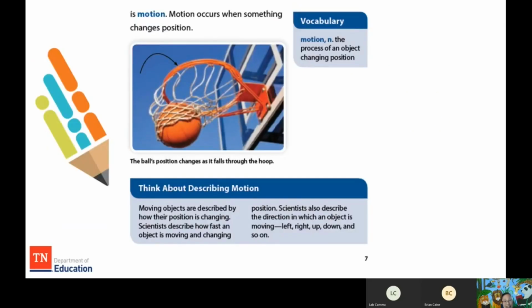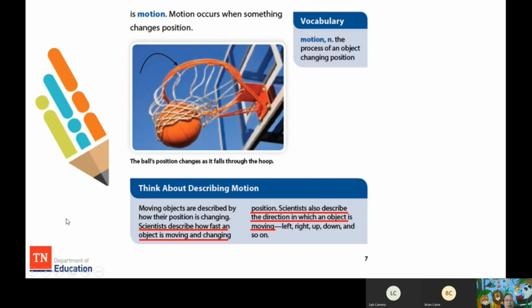So here is the second half of this page, and I can see that there's the vocabulary up here. It tells me again that motion is the process of an object changing position. And Brian shows you that with the marbles changing position. Here we have a photograph of a basketball and a little arrow that shows that someone threw the ball up over the rim, and now the ball is through the net. So the ball's position changes as it falls through the hoop. So the whole arc of a ball from the player all the way down, that's a big arc. So that's lots of changing of positions here.